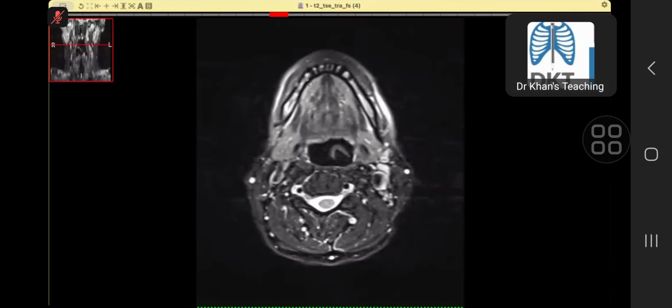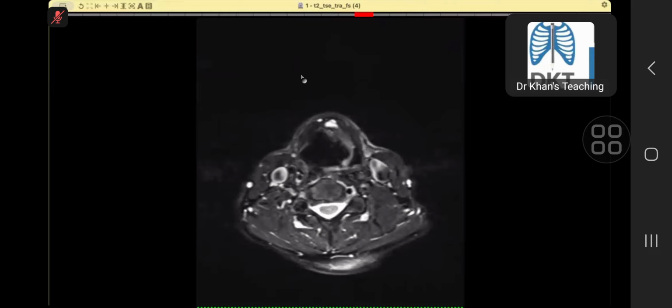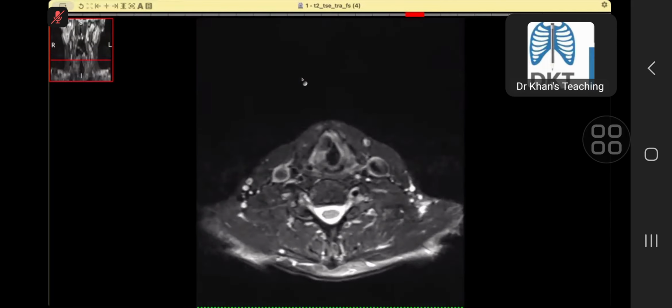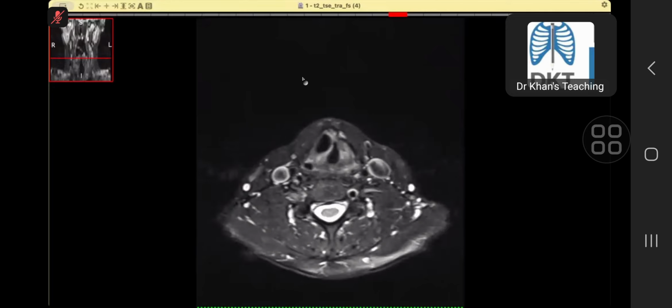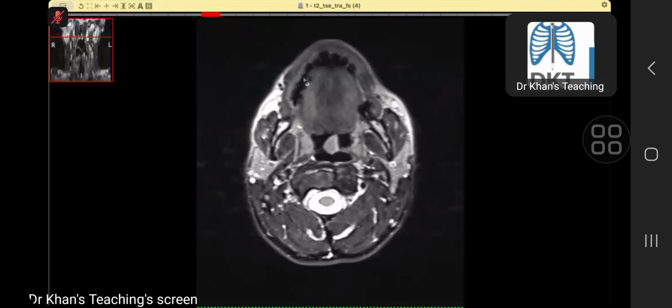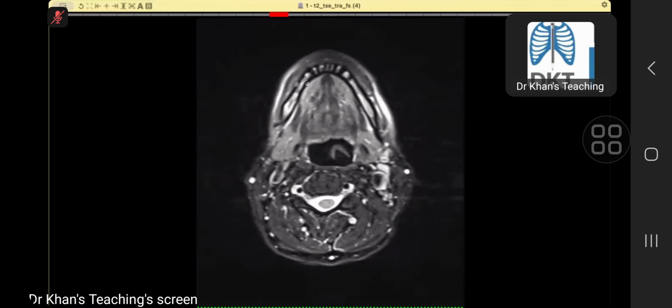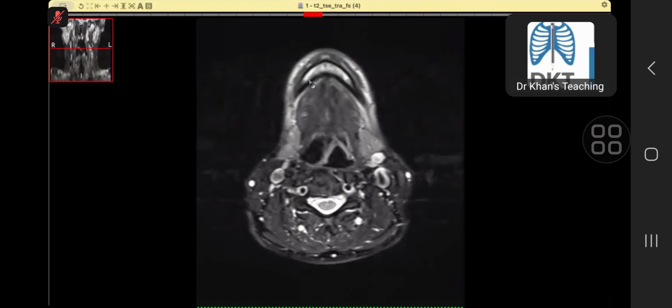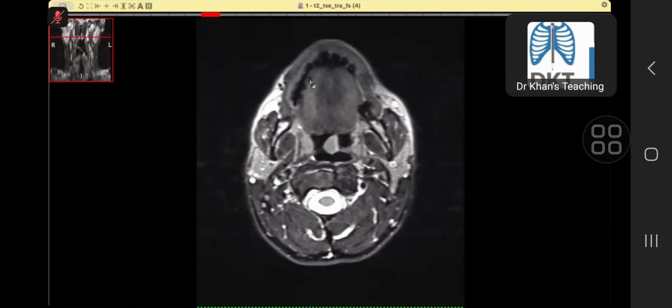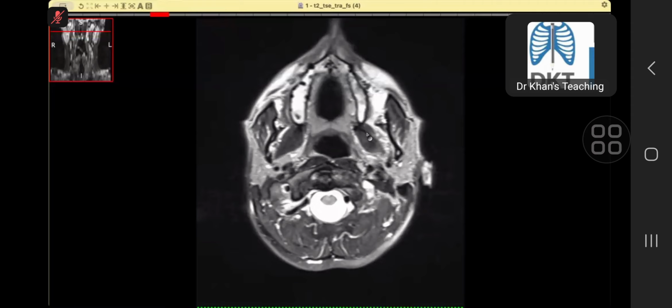Now, as far as head and neck is concerned, let's revise what sequences we do in head and neck MR. In head and neck MR, we do a STIR sequence, T1, and then we do fat saturated T1 and post contrast fat saturated. So these are the usual. So the T2 you are referring to, by definition, it's fat suppressed, but we use a STIR. So this is a STIR sequence.